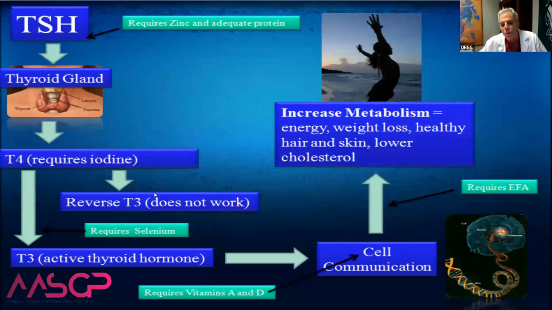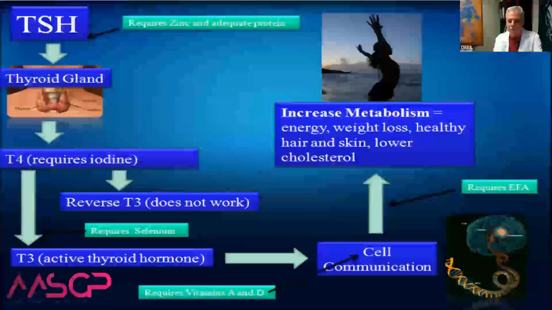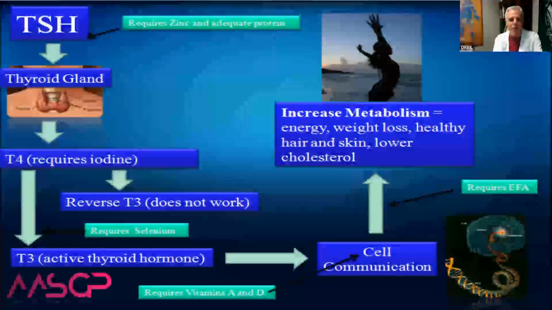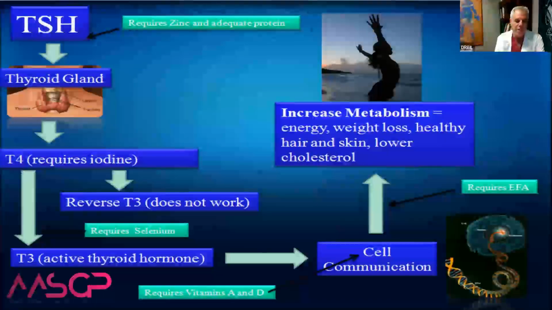You also need some nutrients for the whole system to go around. And so we need some zinc, we need that protein, you need that tyrosine, you need selenium and iodine, a little bit, you don't need a whole lot. Vitamins A and D for cell communication, and EFA to increase metabolism and get the thyroid functioning the way you want it to. So when you go and buy a thyroid support supplement or something like that, any one of those, it will always have that tyrosine, that protein in it.